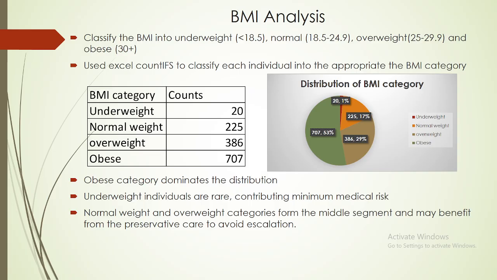From this, we could say that the obese category dominates the distribution, with 707 individuals in the obese category, followed by overweight with 386 individuals, followed by normal weight with 225, then underweight with only 20. So underweight individuals are rare and contribute minimum medical risk.